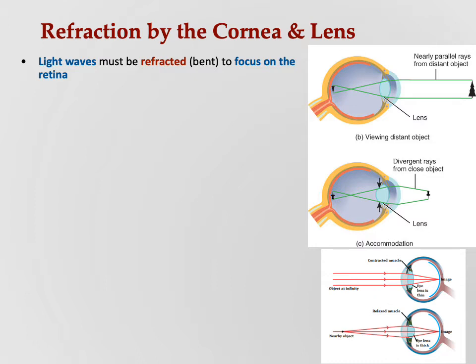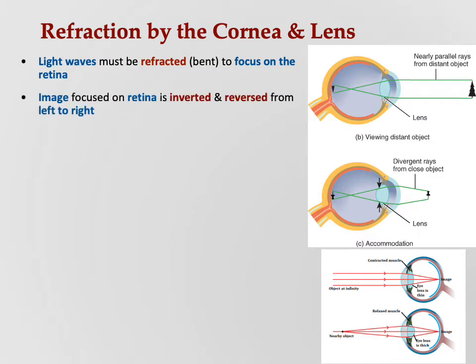And what has to happen is, think about it, you're looking at a tree. You can't fit the entire tree onto your retina. So what happens is you bend the light, and your cornea does most of that. It bends the light so that a big giant thing can be reduced in size into a tiny little thing on your retina.